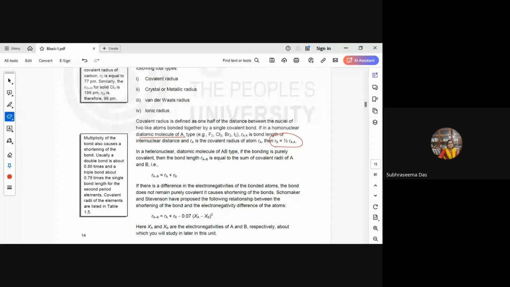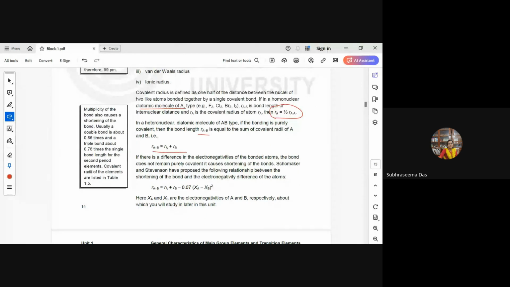Now, if we consider a heteronuclear diatomic molecule of the type AB, then the bond length is R_AB, and it is given as r_A plus r_B, which means it is the sum of the covalent radii of atom A and atom B. So this is how we calculate it for a heteronuclear diatomic molecule. Now, suppose there is a difference in electronegativity between the two bonded atoms, A and B, which have different electronegativities.